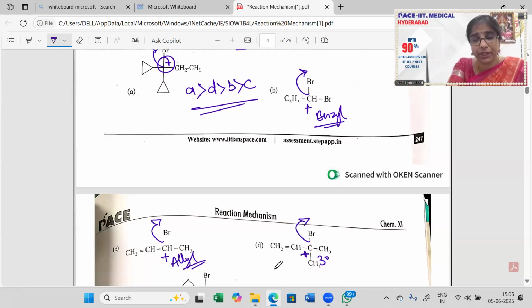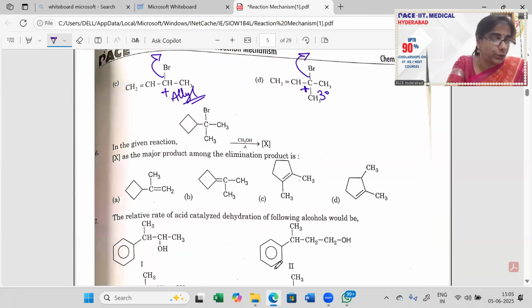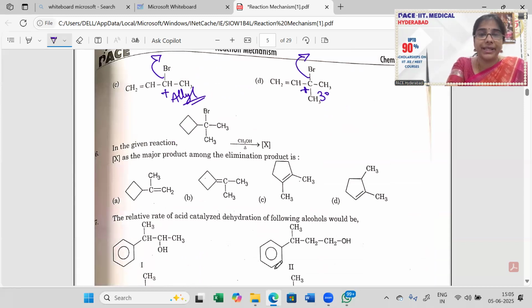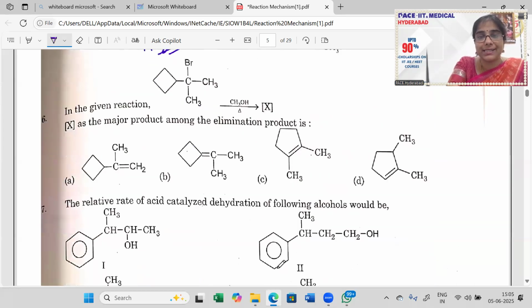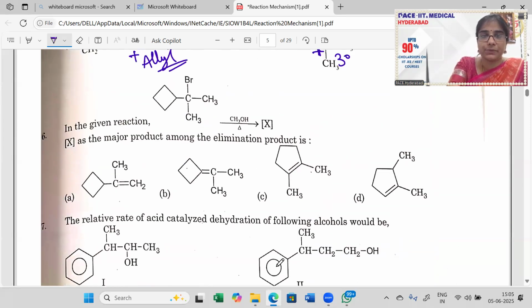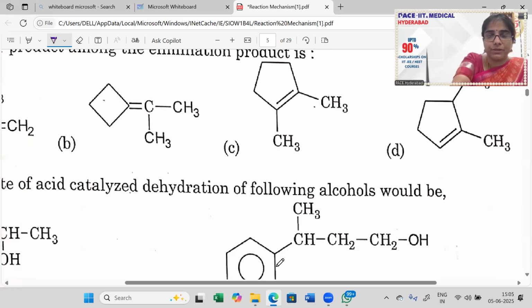So wherever you have carbocations forming, check those carbocation stabilities, and then you will get your answer as well. All right, next, moving up: in the reaction given below, X is the major product. What will be your major product? That's what we have to see.